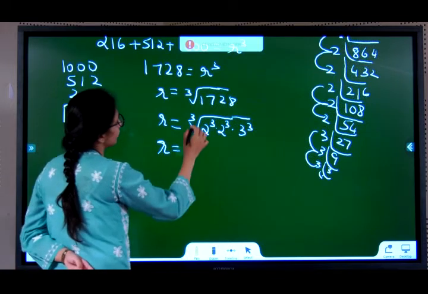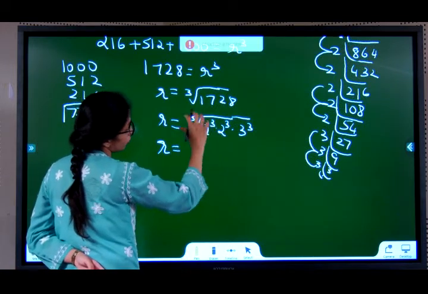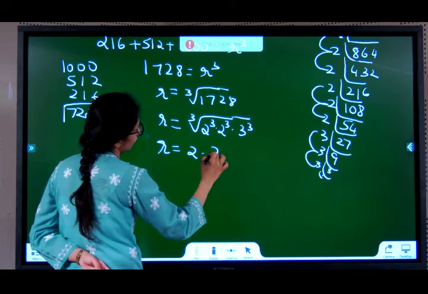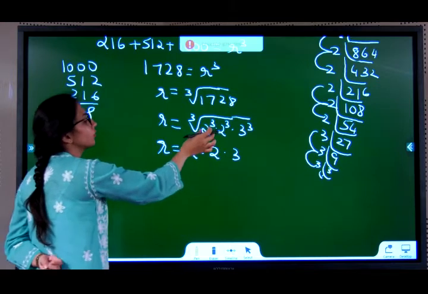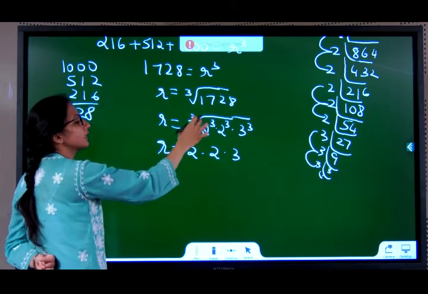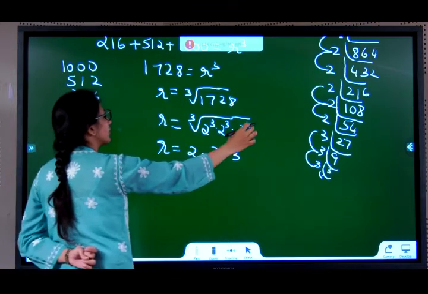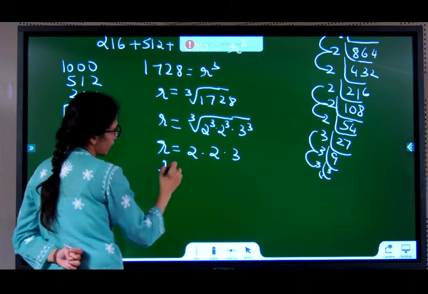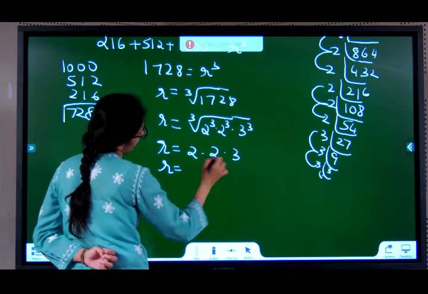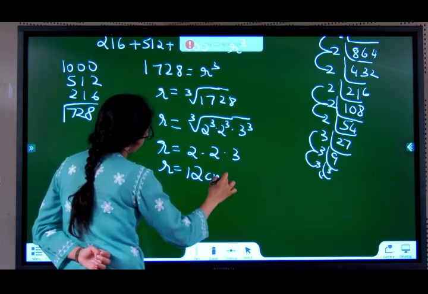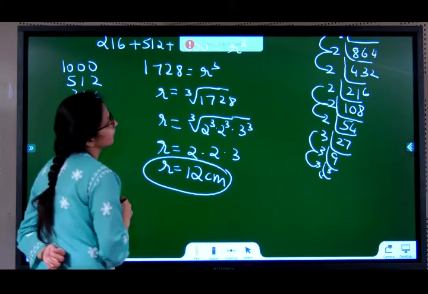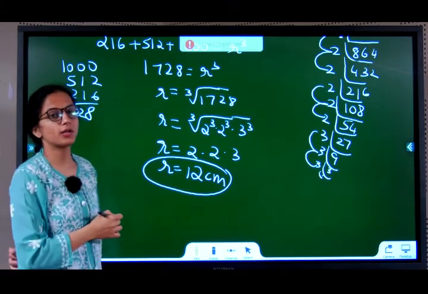So R is equal to cube root, so 2 cube comes outside the cube root as 2, again 2 cube comes out as 2, and 3 cube comes out as 3. So R is equal to 2 2s are 4, 4 3s are 12. 12 centimeters. So the radius of the resulting sphere is 12 centimeters.